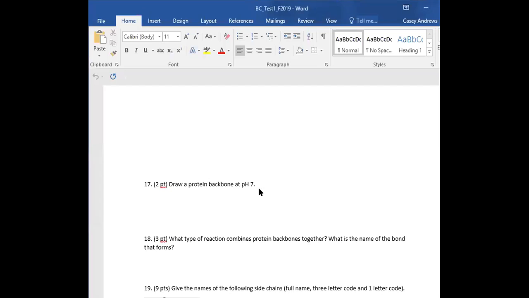Can we go over 17 of the same test? Sure. Draw a protein backbone at pH 7. Okay. The backbone of any amino acid or protein at pH 7 looks like this. NH3 positive, COO minus negative. That's a backbone.